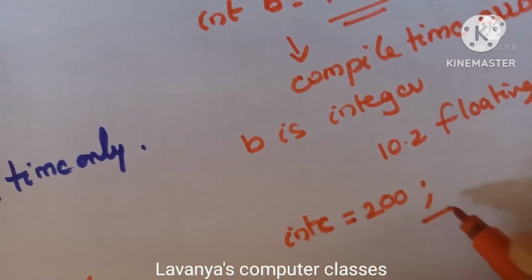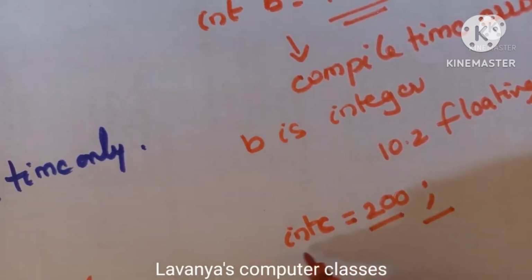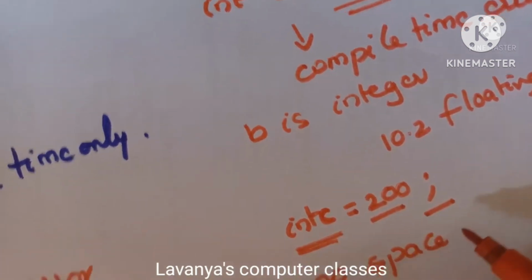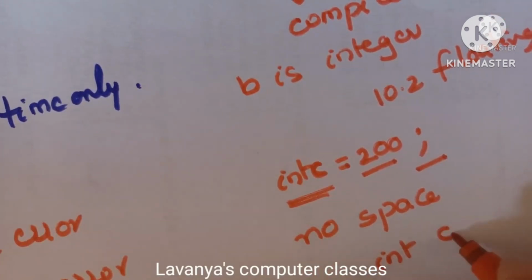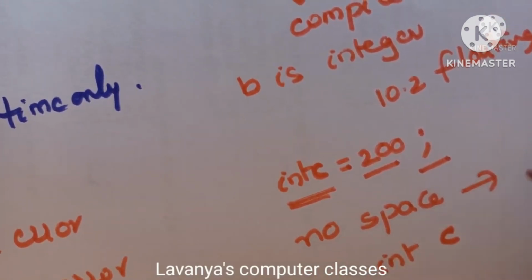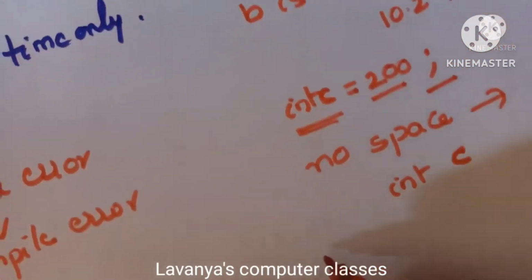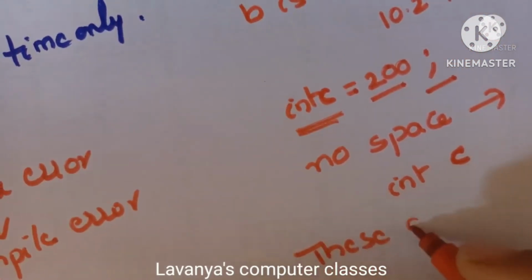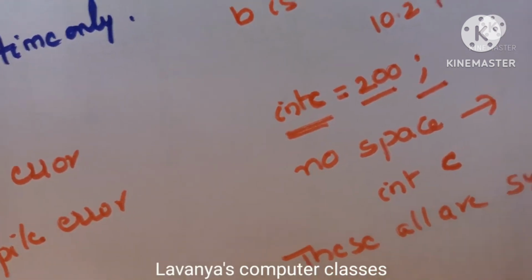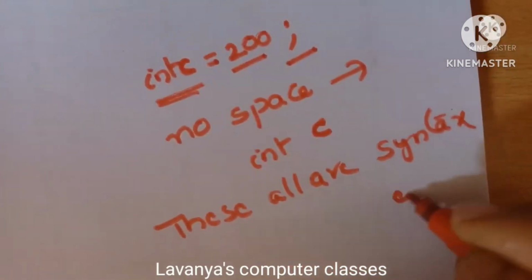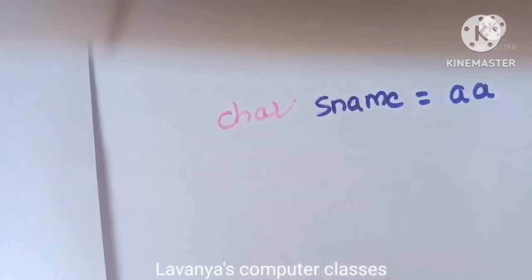One more example, int c equal to 200 semicolon. Semicolon is there, value is there, but it is also showing some error. Which type of error? Compile time error, because after int and c, data type and variable, there is no space. So that is also found at the time of compilation. So these all are called compile time errors. Not only these, some missing or mismatching brackets are there. Those are also compile time errors.